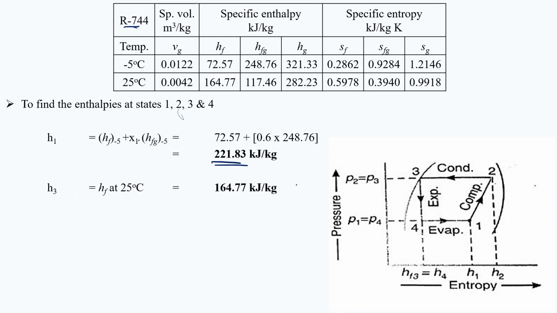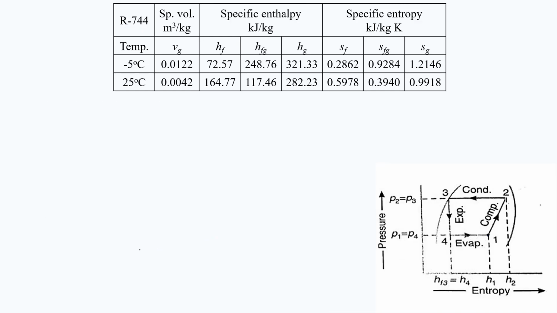Similarly, H3 can be found as we discussed earlier: only 1 and 2 are lying inside the curve or dome. Point 3, that is the condition of the refrigerant coming out of the condenser, will be a saturated liquid. So H3 will be nothing but the enthalpy of fluid corresponding to the condenser temperature of 25 degrees Celsius, which is 164.77 kilojoules per kilogram. Similarly, H4 will be equal to H3, that is 164.77 kilojoules per kilogram.